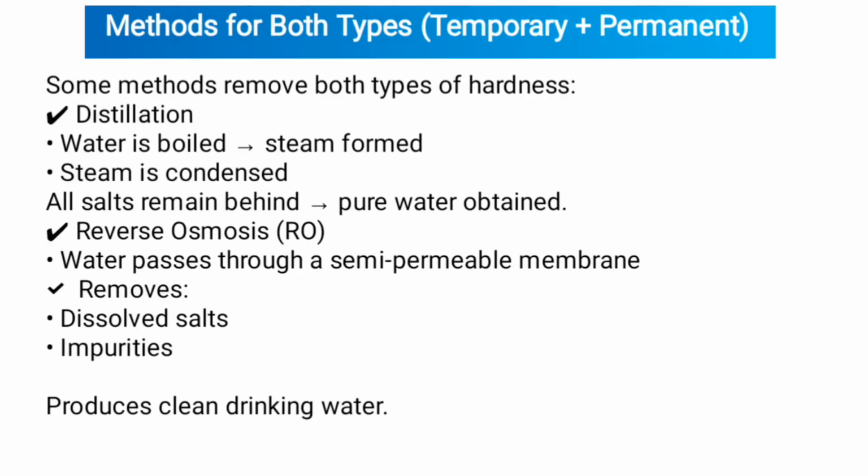Methods for both types, temporary and permanent hardness of water. Some methods remove both types of hardness. First one, distillation. Water is boiled, steam is formed, and steam is condensed. All salts remain behind, and pure water is obtained. Second one, reverse osmosis. Water passes through a semi-permeable membrane, removing dissolved salts and impurities, and produces clean drinking water.